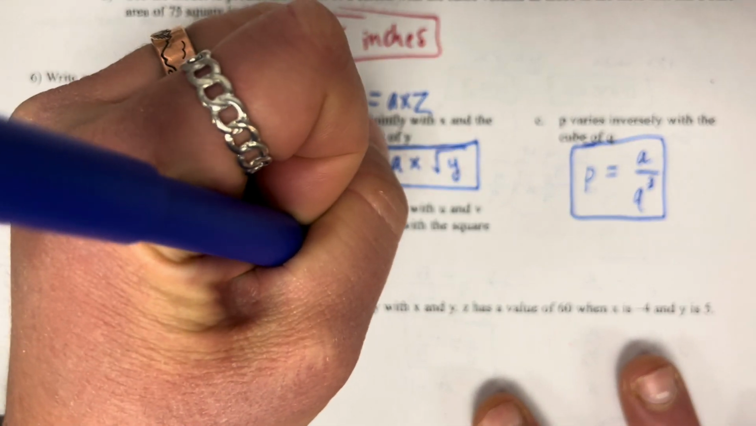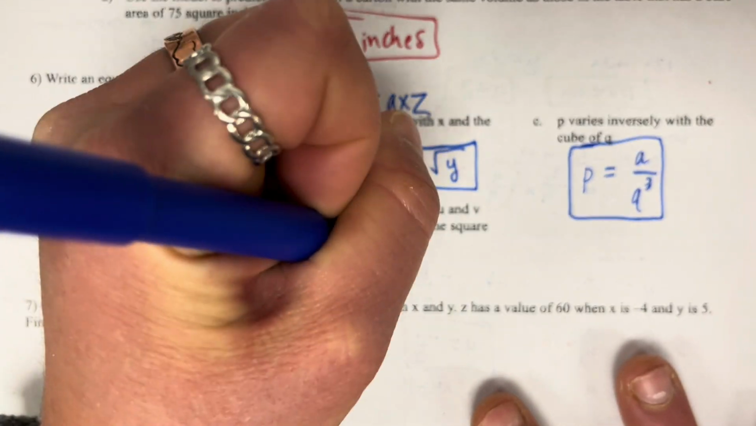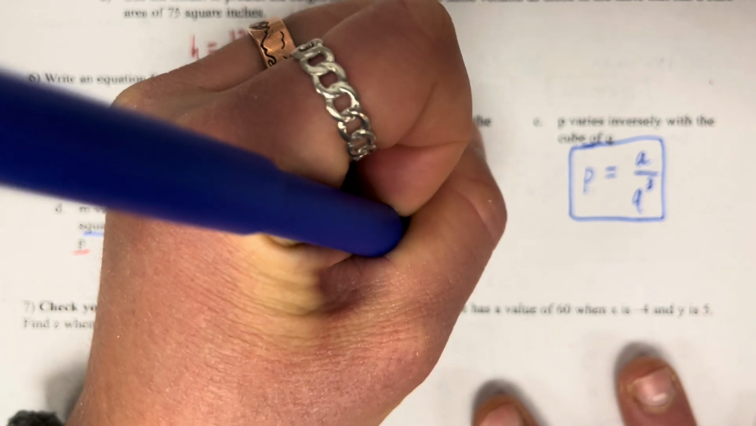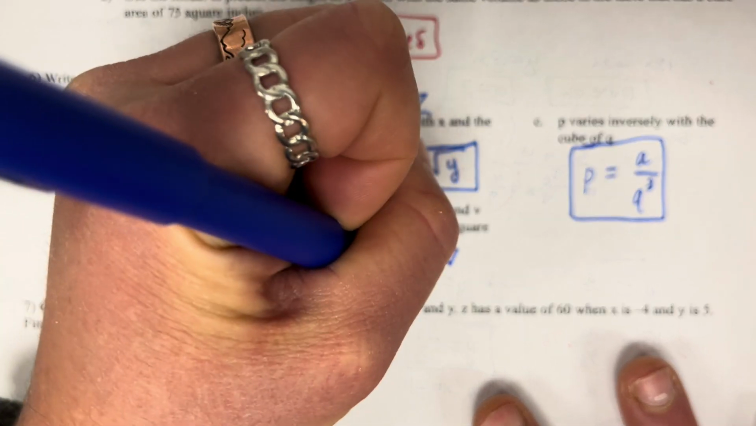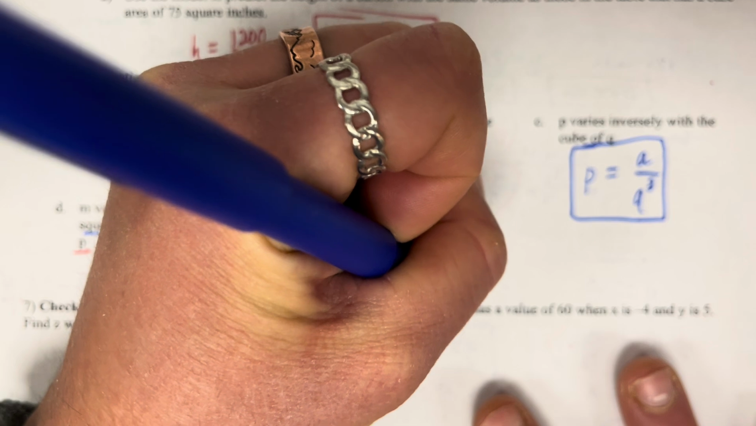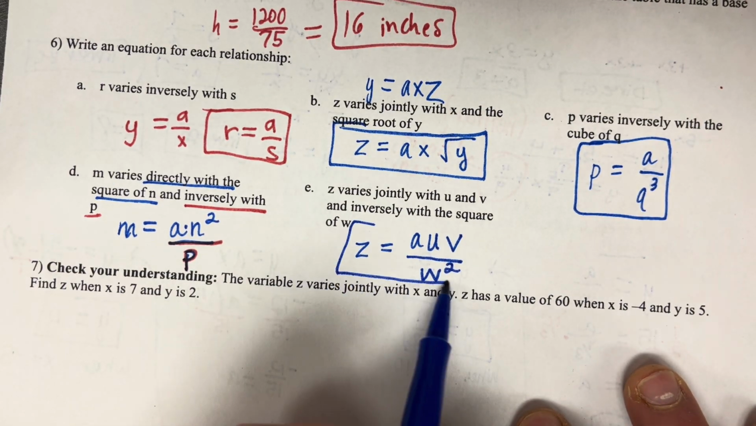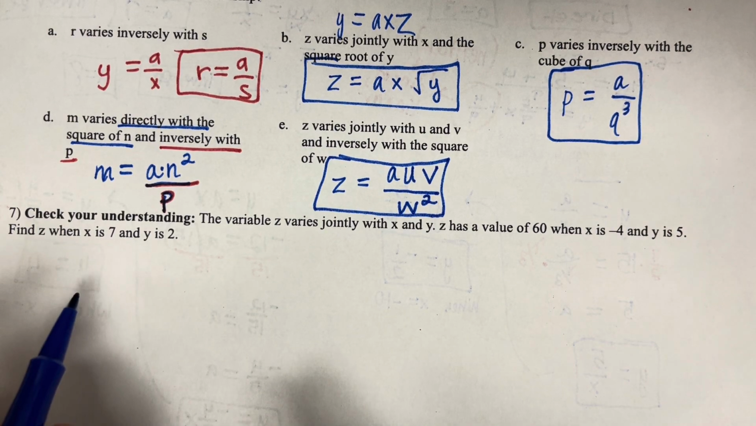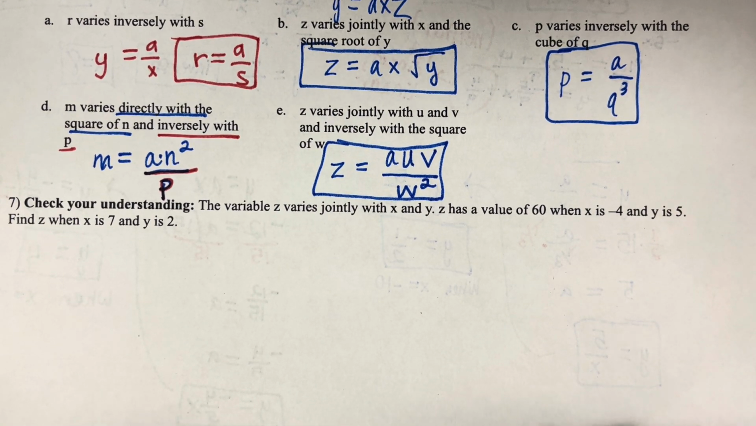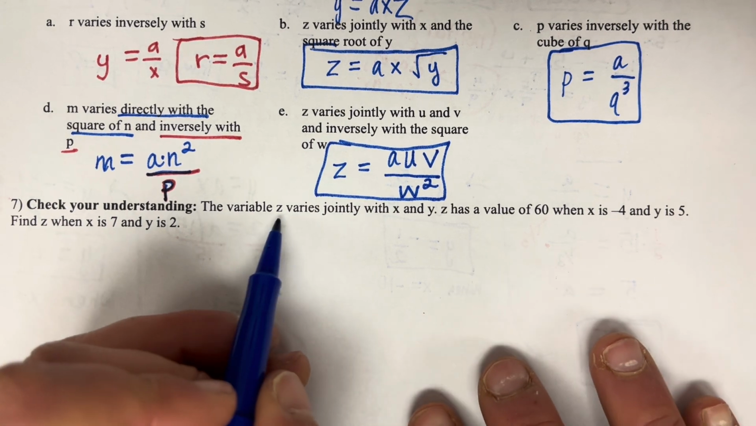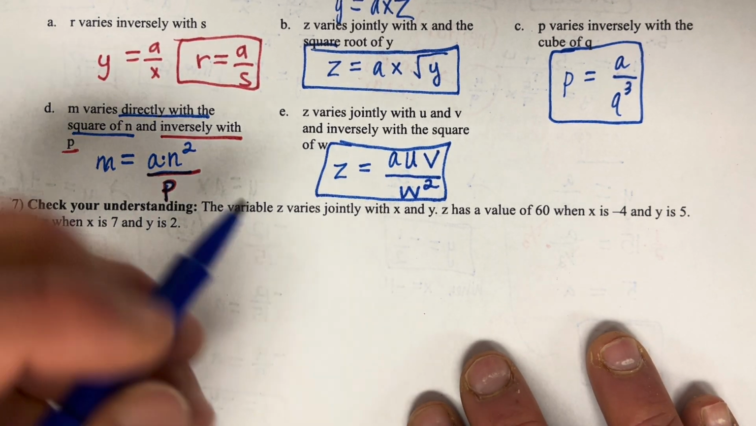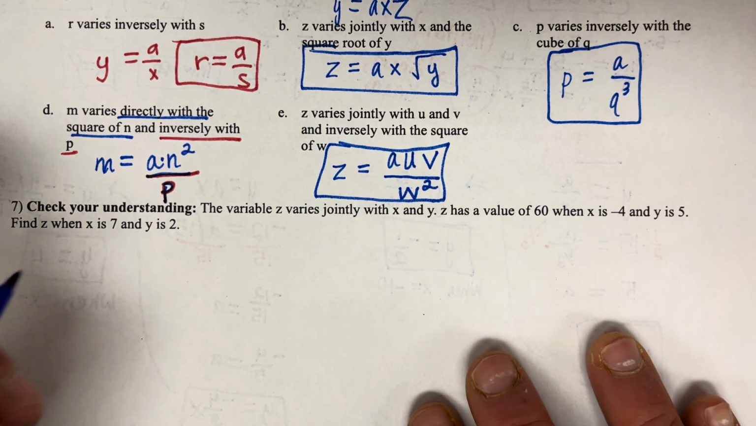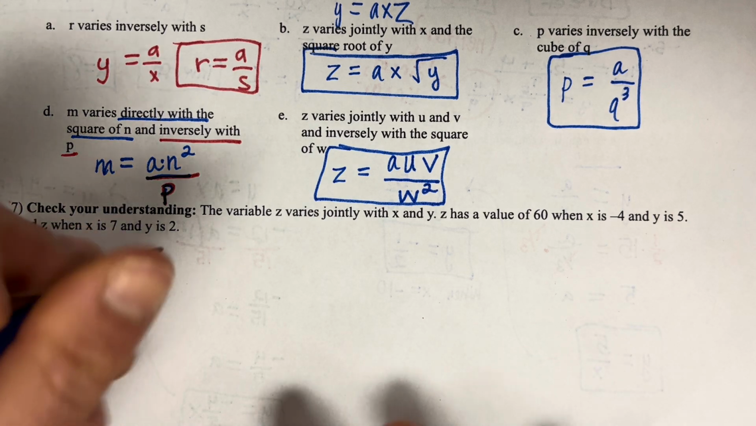Next, z varies jointly with u and v, so a times u times v, and inversely with the square of w, so on the bottom, w squared. And last one is a check your understanding. Truly, make sure you try this one on your own to see if you understood what we did today. But this says the variable z varies jointly with x and y. Z has a value of 60 when x is -4 and y is 5. Find z when x is 7 and y is 2.